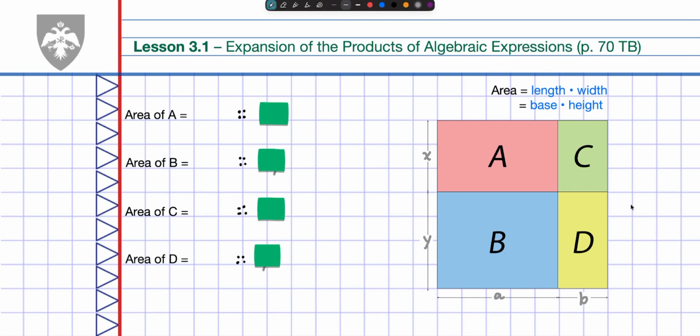Welcome back, mathematicians. Another recap video for lesson 3.1. Today we'll take a look at the expansion of the products of algebraic expressions.